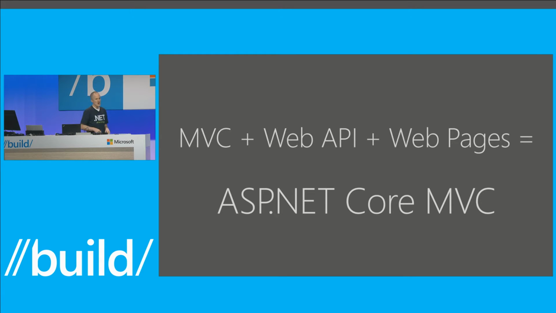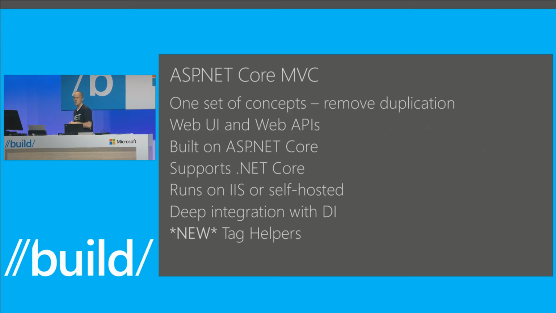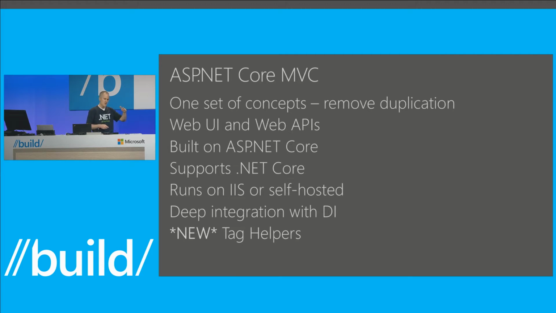So we're taking all these frameworks and unifying them into a single stack, and we're calling it ASP.NET Core MVC. ASP.NET Core MVC can handle both your web UI and your web API needs. It's one set of concepts for doing both. It's built on top of ASP.NET Core, runs cross-platform just like ASP.NET Core does. You can run it in IIS. You can run the whole stack self-hosted. So we finally get self-hosted MVC applications, which is great. It has deep integration into the DI system in ASP.NET Core.